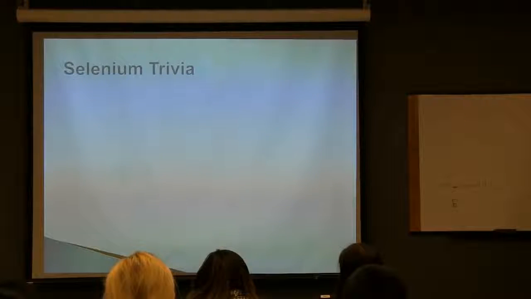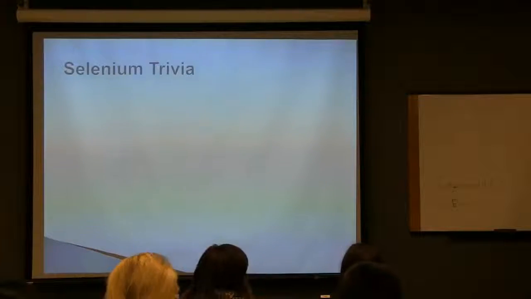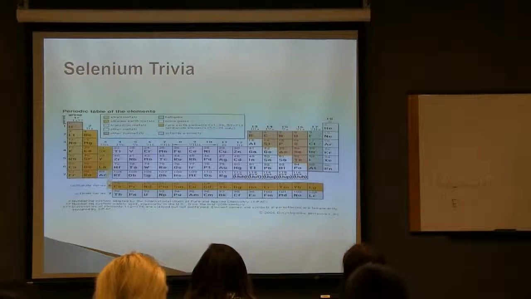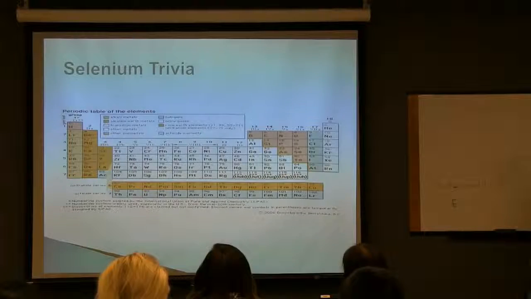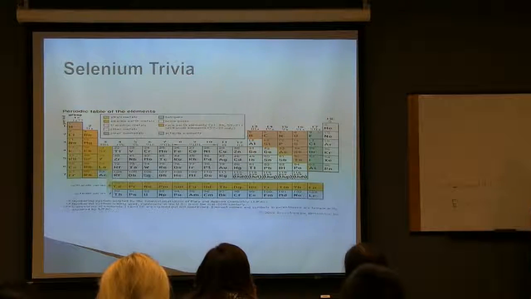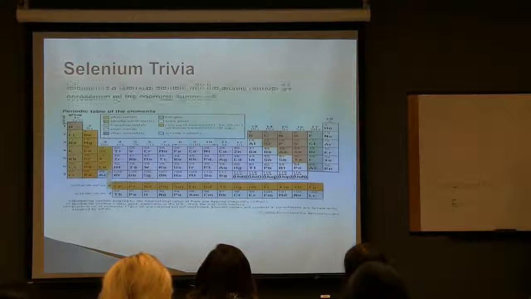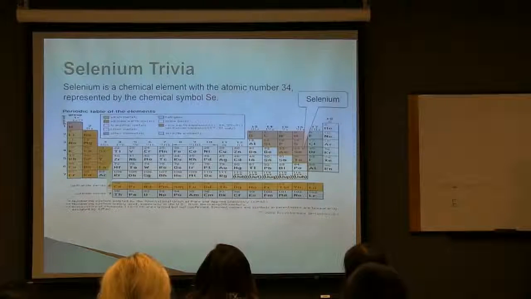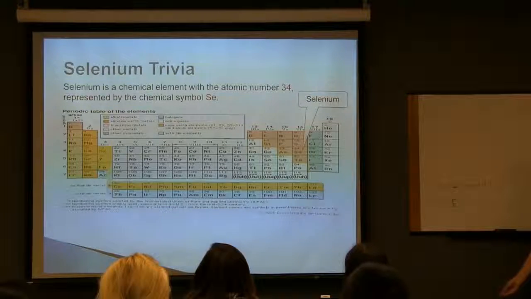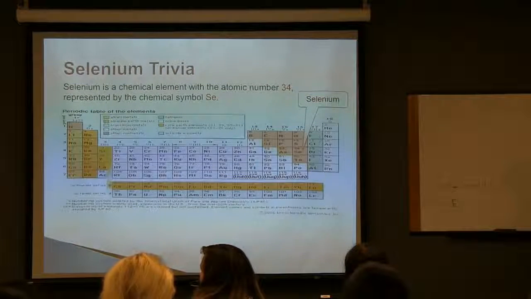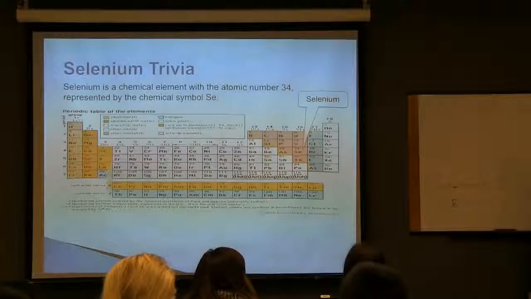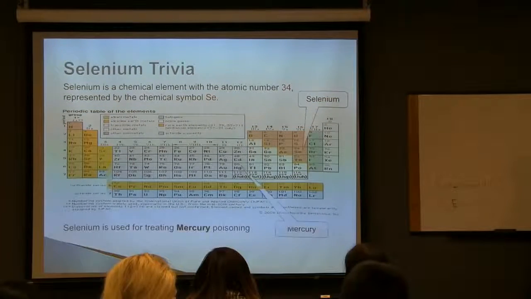Okay, you ready for the trivia? Okay, go back to your chemistry days. Find Selenium. Go, go, go, go. Did you find it? Did you find it? Did you find it? So Selenium is actually number 34. And who knows what Selenium is used for? It's used for treating mercury poisoning. Exactly. Somebody's looking at my PowerPoint. Good job. And there's a joke behind that.